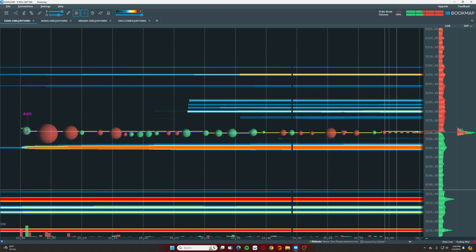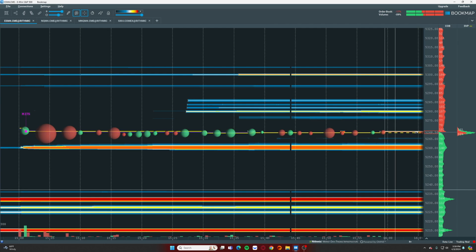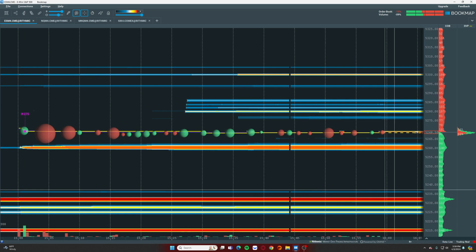So I'll just talk about the same thing. Anything above the bid are sell orders. So you could assume 5280 is a good place to go short. 5285 is a good place to go short. 5300 is a really good spot to go short. Why? It's a psych level.